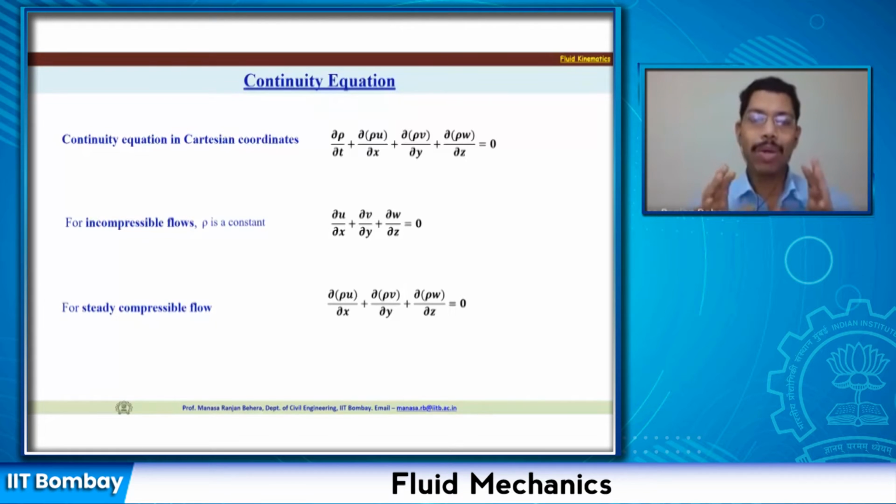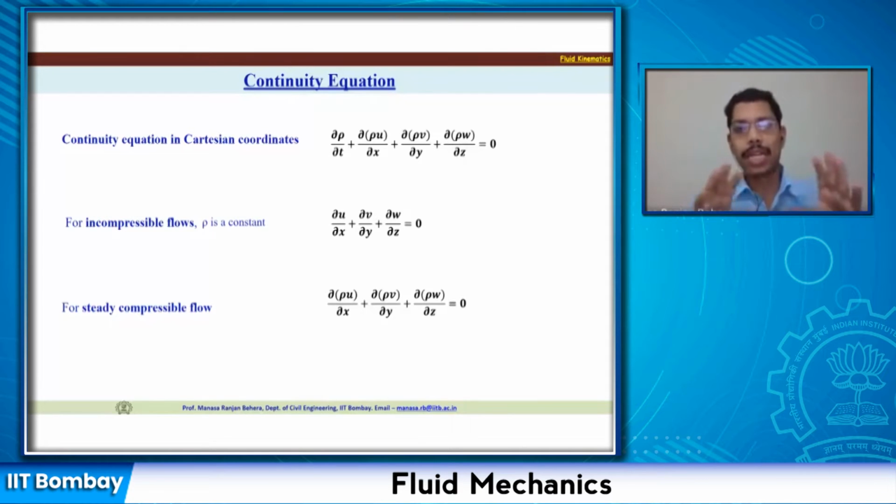So now you know this is the way you can analyze and rewrite your continuity equation, which is applicable for the particular flow condition or particular fluid characteristics. Okay, so if the flow is incompressible, it is this. If the flow is steady and compressible, then this is the equation. Okay, so now let us move to the next concept.